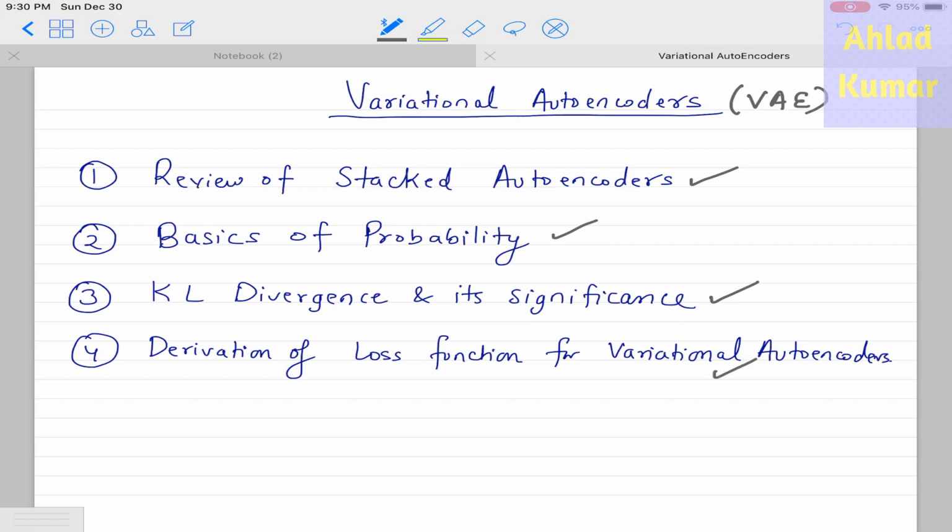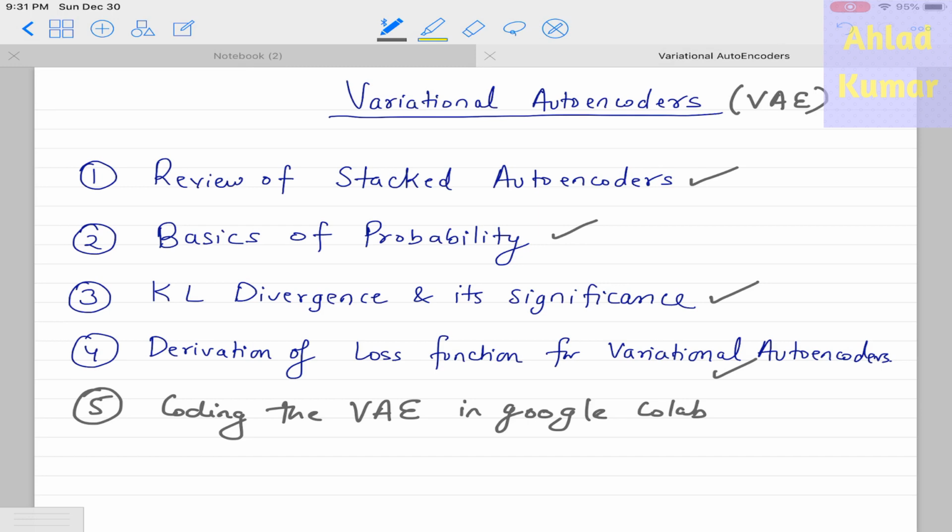And in the last part, we will derive the loss function for variational autoencoders, which is very important. By seeing the loss function, you will feel that it is very difficult to understand, but we will break down the loss into very simplified steps so that once you go through this lecture series, you will be able to completely understand the loss function and the role it plays for variational autoencoders. The last step will be coding the variational autoencoder in Google Colab, understanding what it will generate, and how to quantify our results.